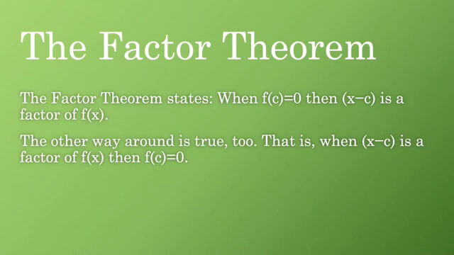What if we calculate f of c and we get an answer of 0? In other words, what if we get a remainder of 0? Remember, if a divisor evenly divides a dividend and we get a quotient with no remainder, then the divisor must be a factor of the dividend. The factor theorem tells us that when f of c is equal to 0, then the quantity x minus c is a factor of f of x. The other way around is true too. That is, when the quantity x minus c is a factor of f of x, then f of c is equal to 0.